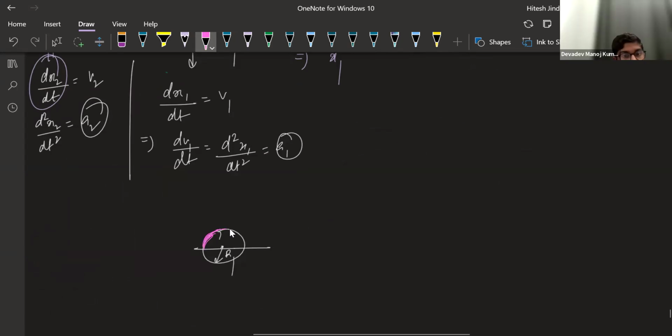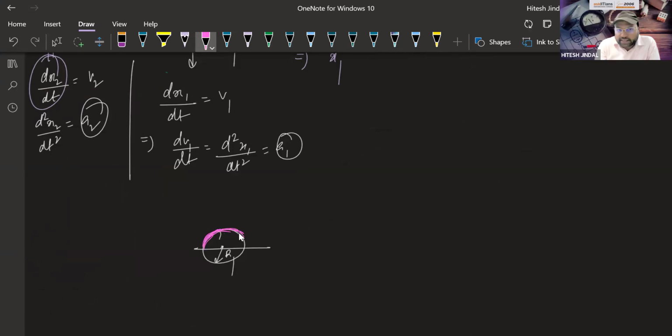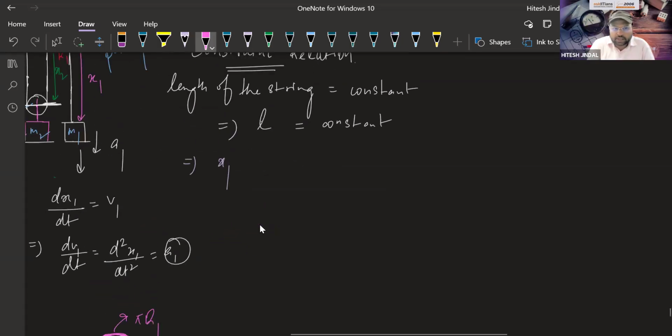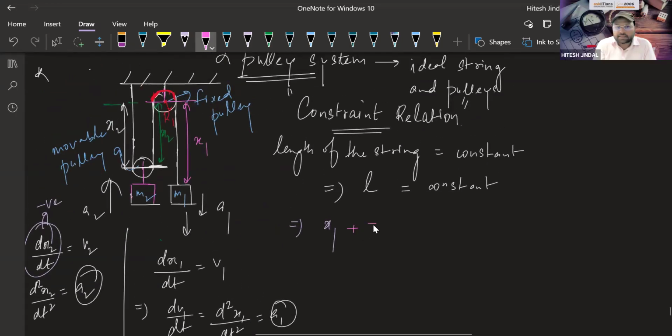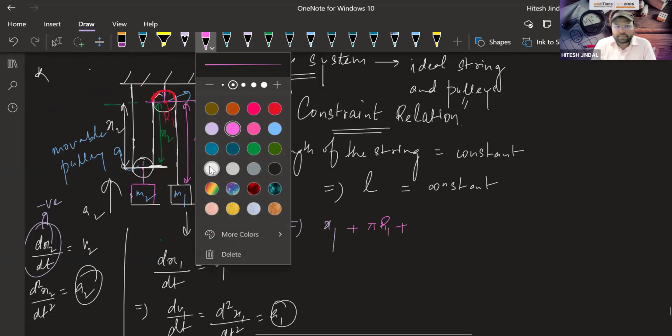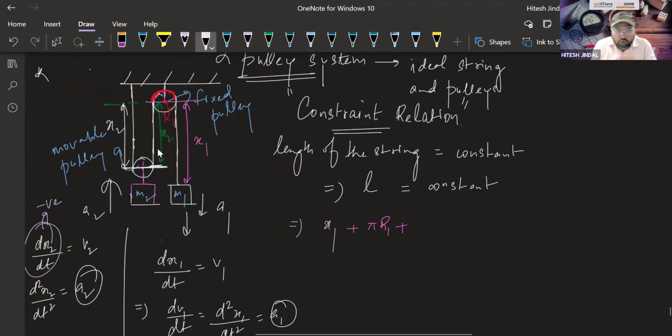What should be the length here? Pi R1. Correct, right? This length would be pi R1, as the complete is 2 pi R. So this length is pi R1, and this would be constant in any case. This part of the string would always be on this pulley, right? So I'll say x1 plus pi R1 plus, right? What is this length? x2.